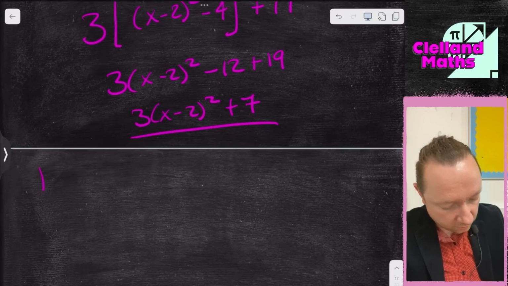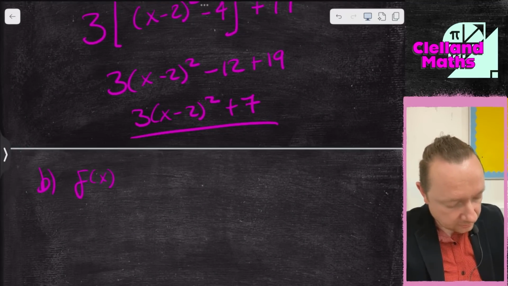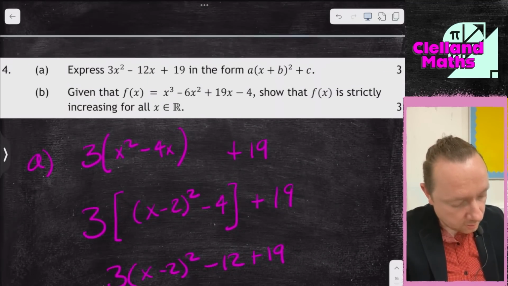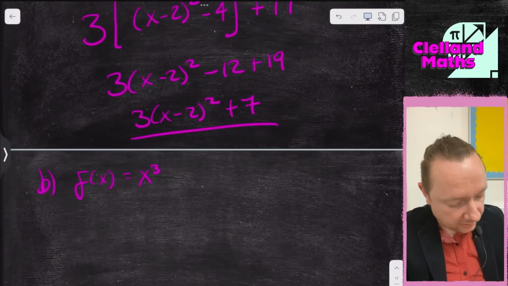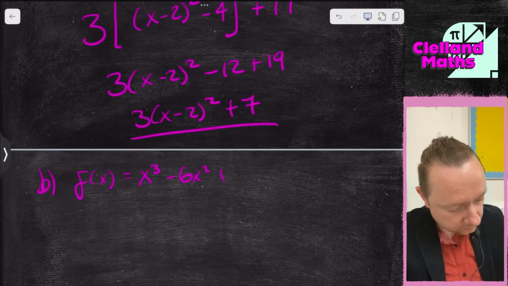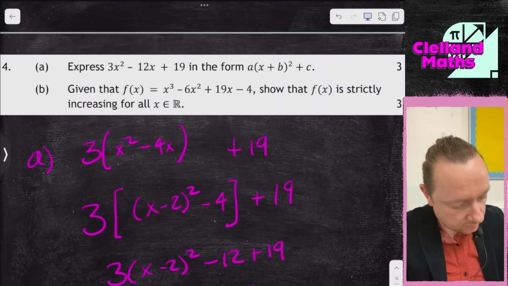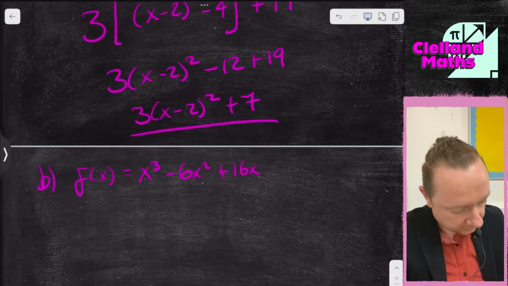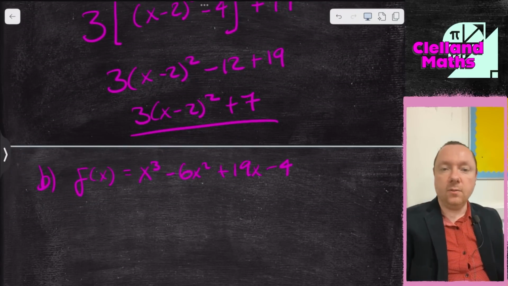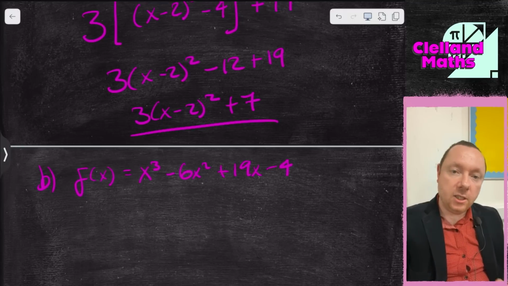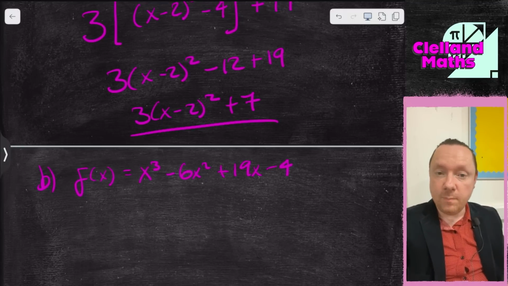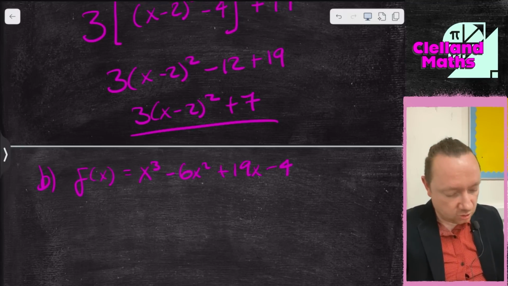So let me just write out that. f of x is x cubed minus 6x squared plus 19x minus 4. That's 19. So to show that that's strictly increasing, well, what you can do there is differentiate that and examine the stationary points and see what happens either side. So let's just try that.